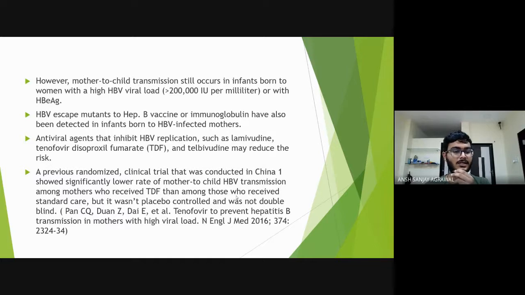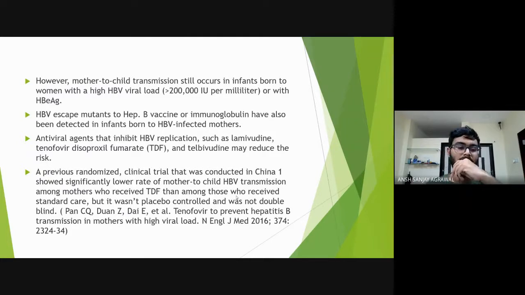So basically, the virus undergoes mutations such that even if you give vaccine or immunoglobulin, it is not very effective. So antiviral agents have been found that inhibit HBV replication, such as lamivudine, tenofovir disoproxil fumarate, and telbivudine. So this may also reduce the risk of mother-to-child transmission.